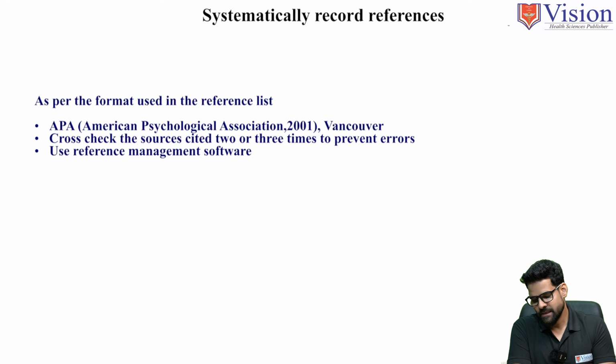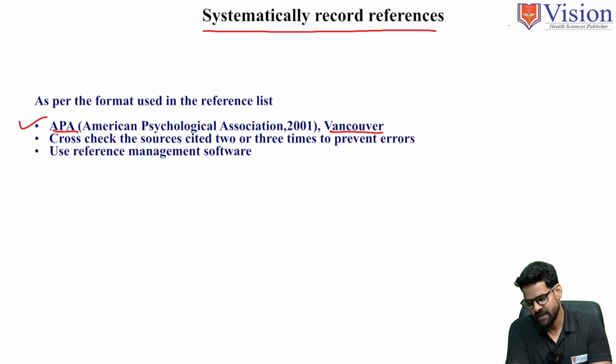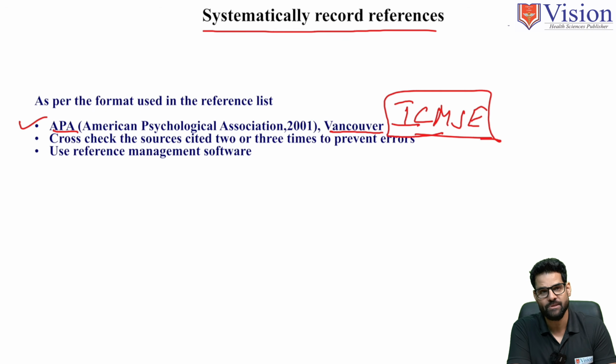You can use the systematic record of references. We already know that APA is very commonly used, APA, Vancouver. Vancouver is also one we are using. Vancouver is basically a product of ICMJE. Now you have to answer me in the comments what is the full form of ICMJE. It is one of the organizations that manages the Vancouver style.